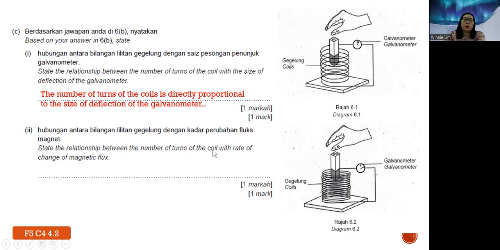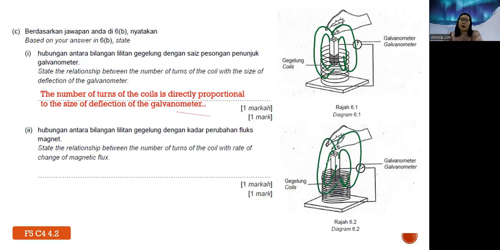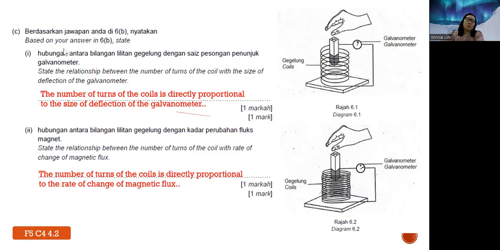Then what is the relationship between number of turns and the rate of change of magnetic flux? That means how much you cut the field. Since you have more lines, with the same magnetic field, if you have more coil, I show you the answer. This one also must have the magnetic field. Since you have more coil, the cutting is more. That's why the rate of cutting of magnetic flux is more when you have more turns. So again, it is directly proportional.